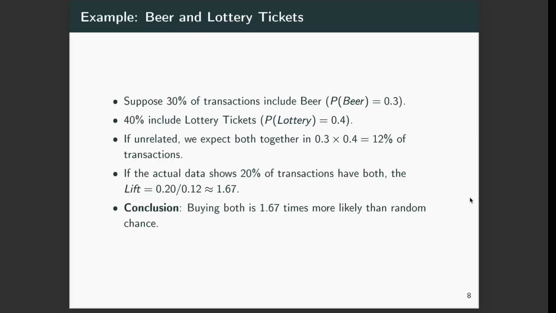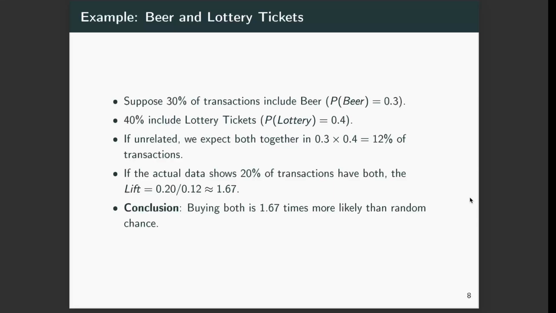Now, if beer and lottery tickets were completely independent, if buying one had nothing to do with buying the other, what fraction of transactions would contain both? Under independence, we simply multiply the two probabilities. 0.3 times 0.4 equals 0.12. So we would expect both items in 12% of transactions.